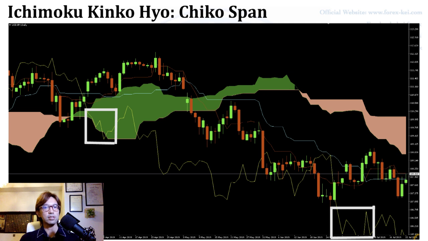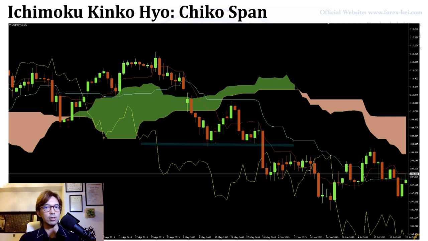It's the sellers that are winning, just because Chikou Span went below the candlestick. So we can say that this is the start of a downtrend. Practically speaking, the price might go backwards from here like this. So to be safer, if you are an Ichimoku trader, you put a support line here at the recent lowest, and when the Chikou Span breaks the support line right here, that's exactly when you can sell, and possibly the price keeps going down.